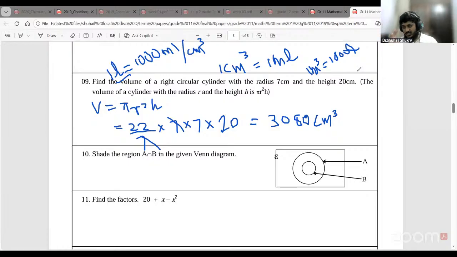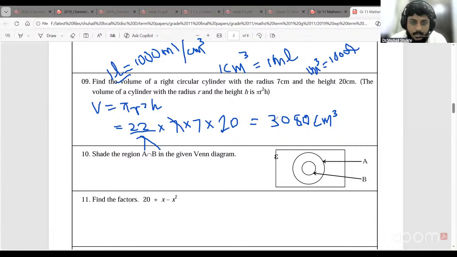So just remember these units. Don't forget that. At least remember something. Remember, meter cube means that is a tank: 1 meter length, 1 meter breadth, 1 meter height. 1 centimeter cube means 1 centimeter length, 1 centimeter breadth, 1 centimeter height. So that is only 1 milliliter. Don't forget these things. It is very important.